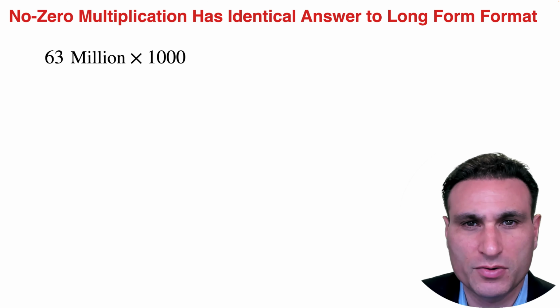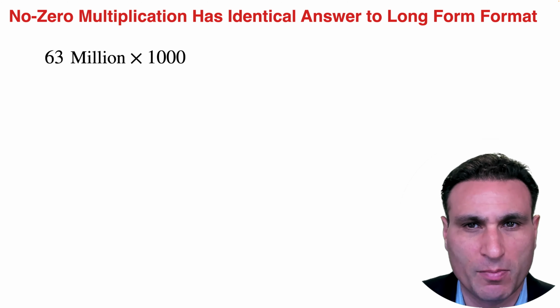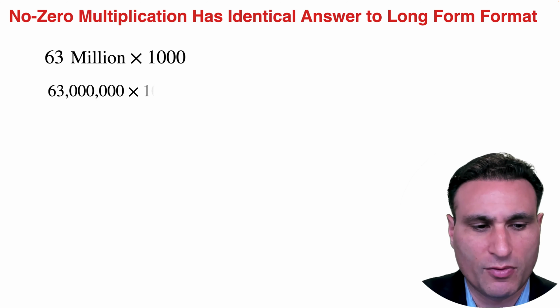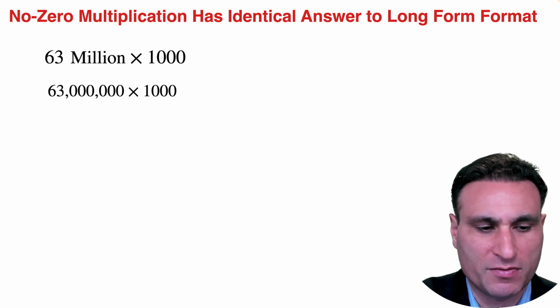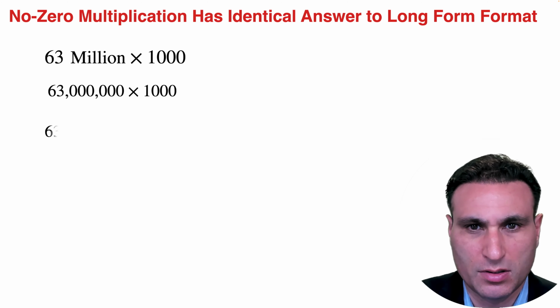Another way to understand no-zero multiplication and see that it gives the same answer as long-form format calculations is if we multiply a number by 1,000. In this example, let's take 63 million times 1,000. In long-form format, we have this, 63 with 6 zeros. Now, multiplying by 1,000 will append 3 zeros to the long-form format of 63 million. Append means to add at the end.